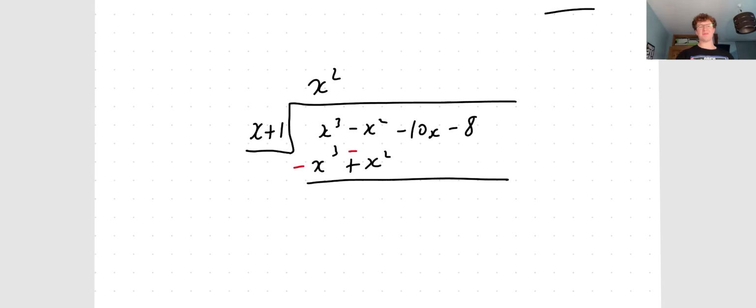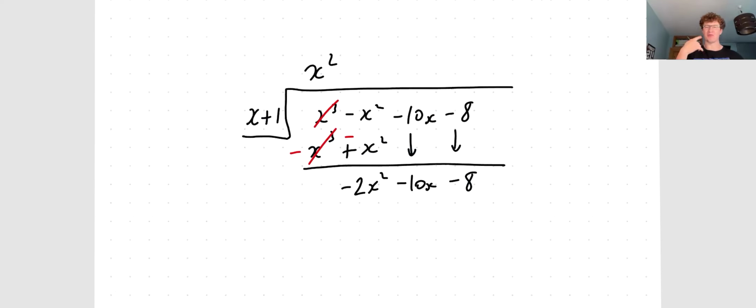Flipping or changing the sign, there's no real intuitive way I can explain why you do it. This is just a rule you have to remember. You have to change the sign before you move forward so that these two are going to cancel when you add them. And then we're going to have minus x squared minus x squared. That's going to be minus 2x squared. And then last step, bring down these fellas, put them down here. Don't forget about them.